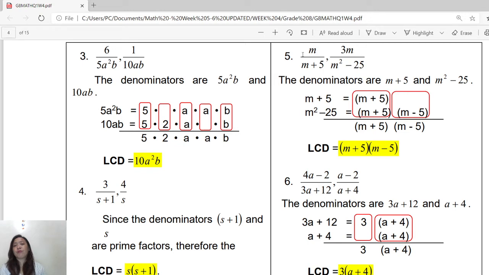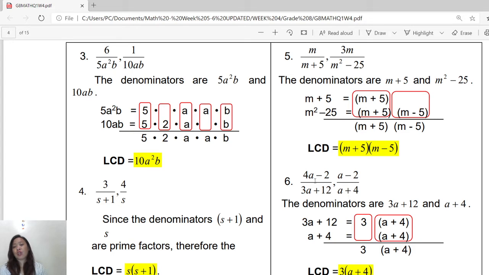Number 5. We have m plus 5 and m squared minus 25. They have a common factor. The factor of the first is just itself and 1, while the second has factors m plus 5 and m minus 5. Since m plus 5 is common, we just get 1 and bring down the rest, multiplying, and that is now your least common denominator.